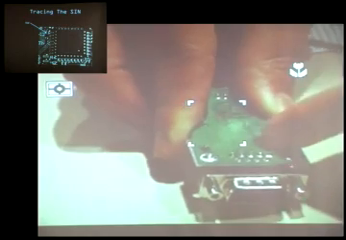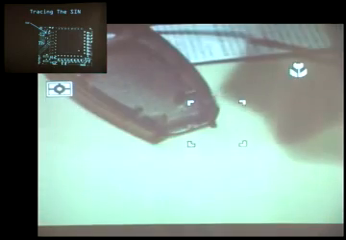So it looks like I managed to disconnect. I can see bright copper and so forth. So I've cut that trace. So that trace is now cut.